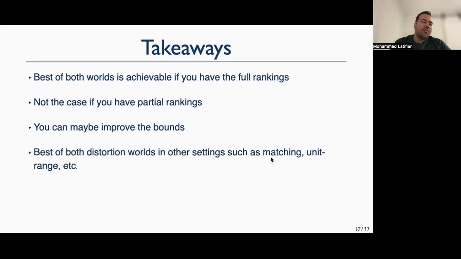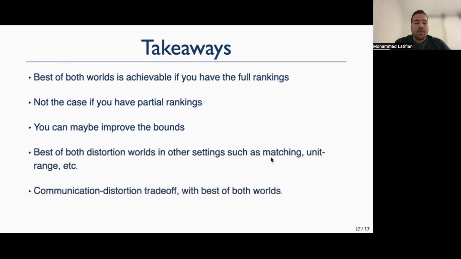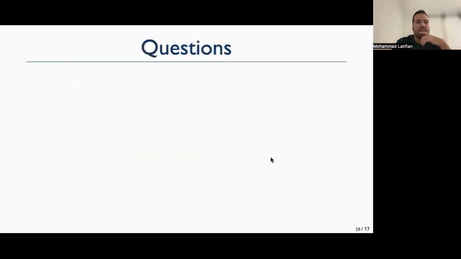We can also think of best of both worlds distortion in other settings such as matchings or voting with unit range utilities, and so on. The other interesting thing is to think of other things that have been considered in one world in both simultaneously. So we can think of communication distortion trade-off or strategy-proof rules that have good distortion in both worlds, and these are some interesting future directions.